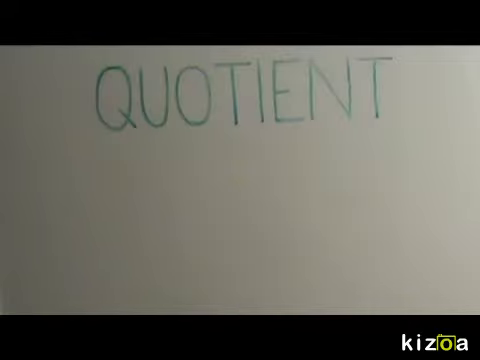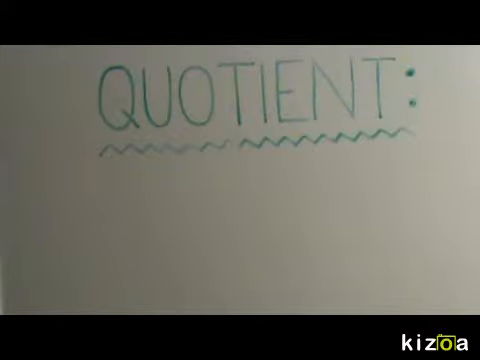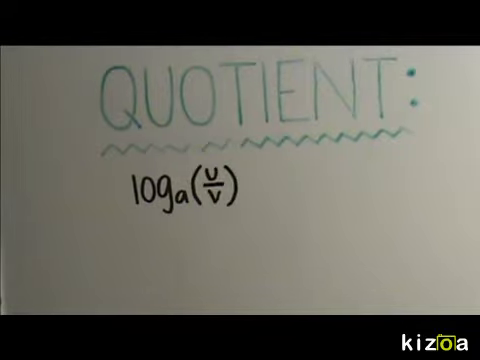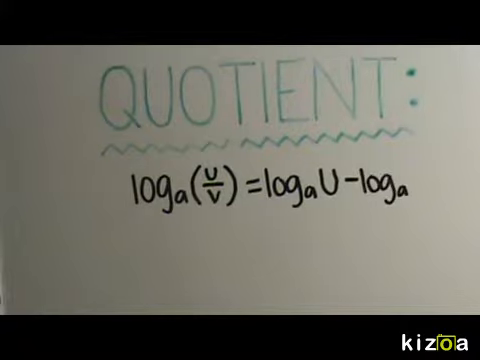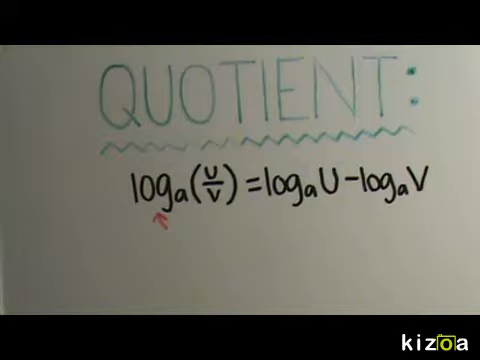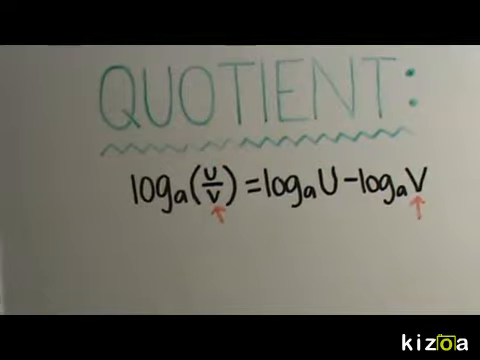Now let's move on to our second property of logarithms, the quotient property. The equation for this is log base a of u divided by v equals log base a of u minus log base a of v. Once again, the log base a on the left matches up to the log base a's on the right, the u matches up to the u on the right, and the v matches up to the v on the right.